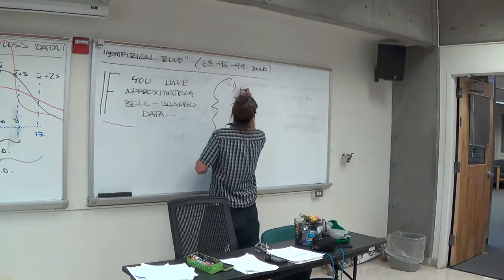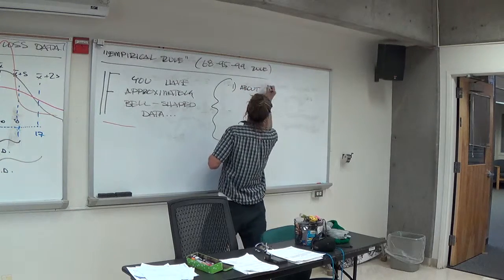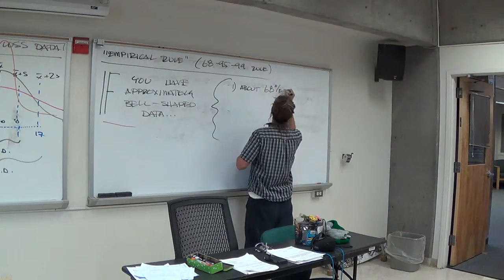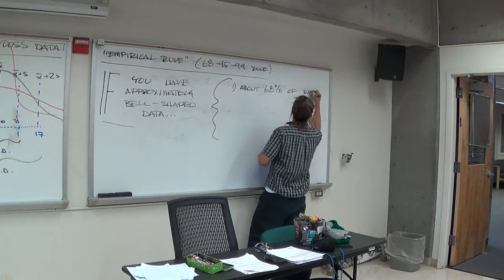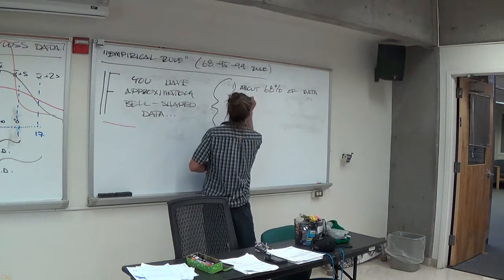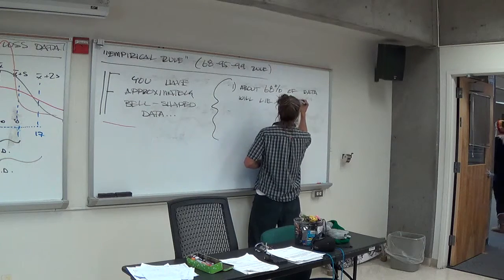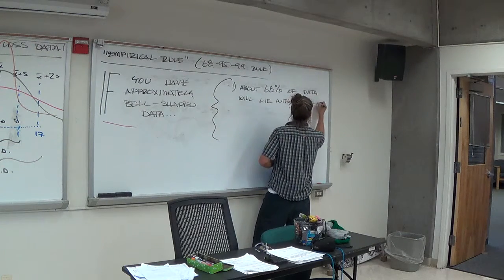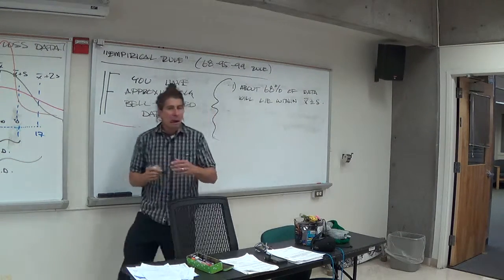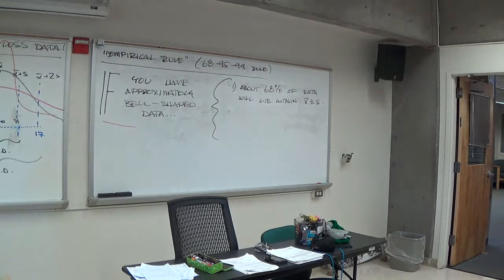Number one, about 68% of the data will lie within the first standard deviation. Roughly two-thirds of the data points are going to land within that first standard deviation. We got about 67%. That's damn close. And it's going to happen with any bell curve. That's damn badass. That's a lot of swearing, I apologize.